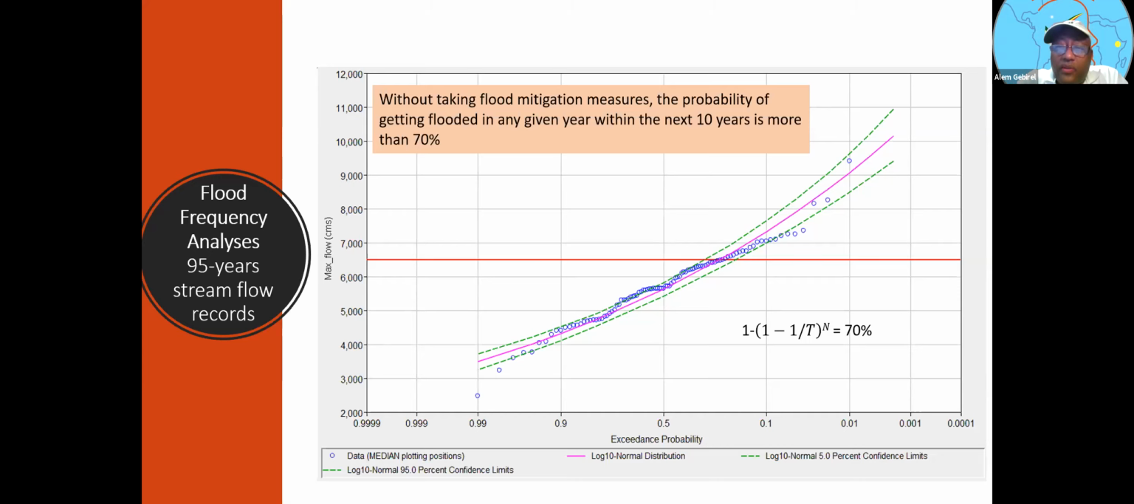What is the probability of getting this much flow in the next 10 years? If you determine that, the probability of success, as we call it in statistics, is about 70%. So there is a 70% chance that a flood of 7,000 cubic meters per second will occur in the next 10 years. That's a very, very high probability.